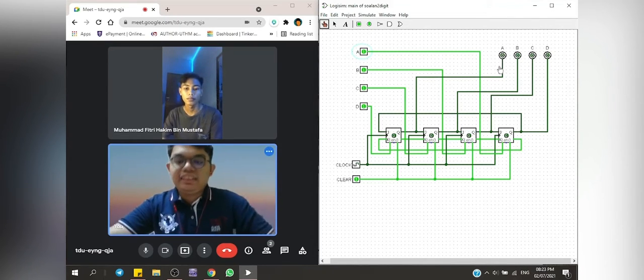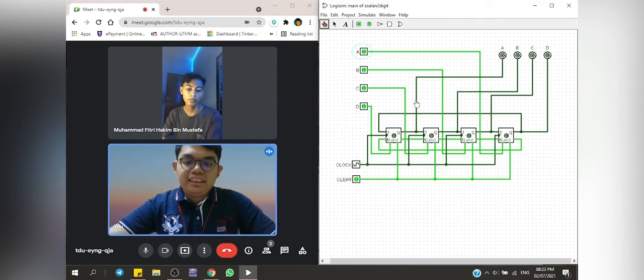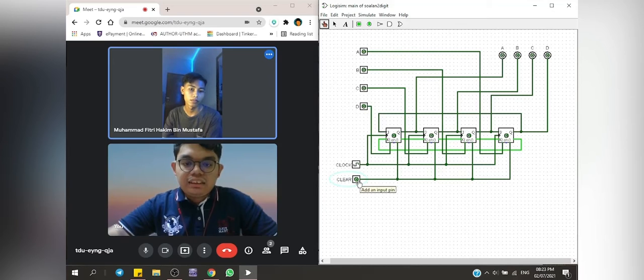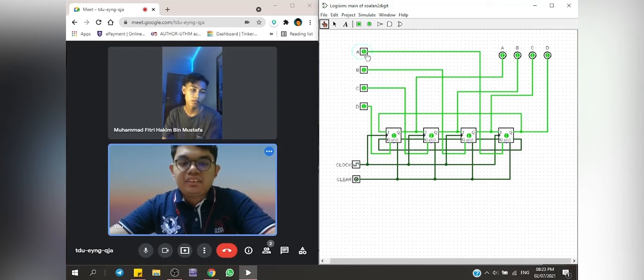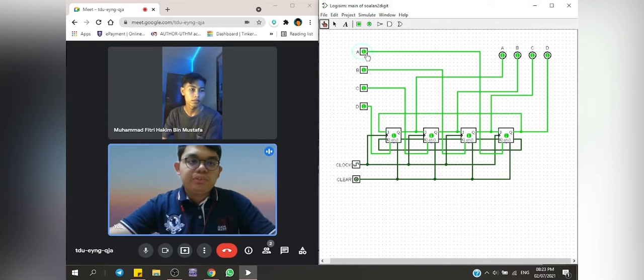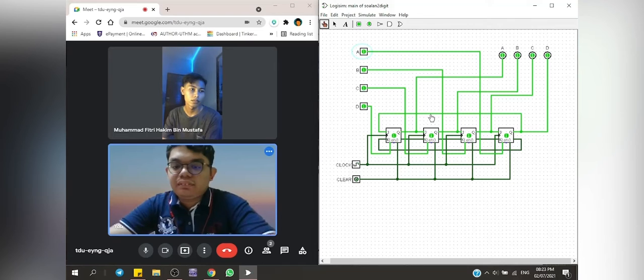For mode operation, clear asynchronous, line number 2, input D1, C1, B1, and A1. The output will be D1, C1, B1, and A1.